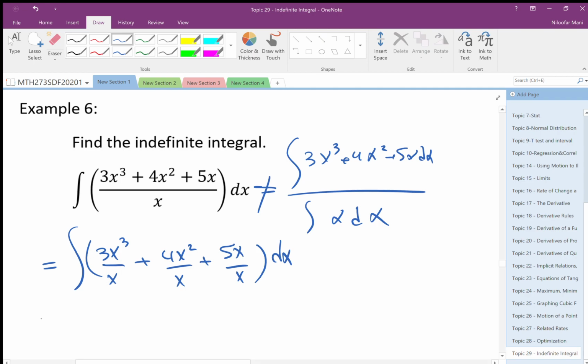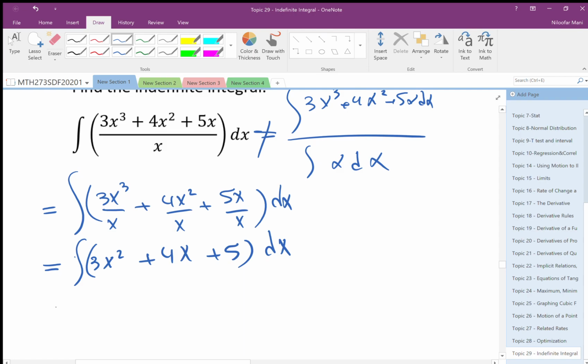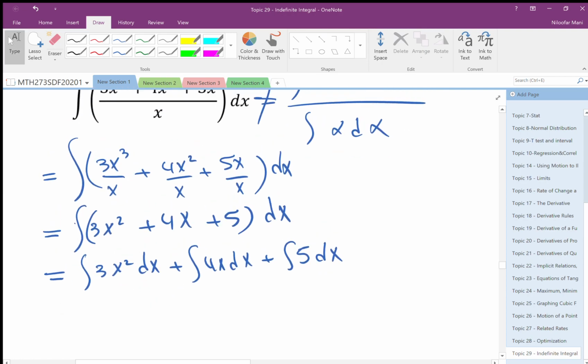So now it is simplified: 3x squared plus 4x plus 5 dx. Oh, perfect. I don't need to worry about anything because I just cancelled. x is cancelled. So now it is integral 3x squared dx. I'm doing step-by-step: integral 4x dx plus integral 5 dx. In the exam, if you jump steps from here, it's fine because we do so many practice. So I know you know it.